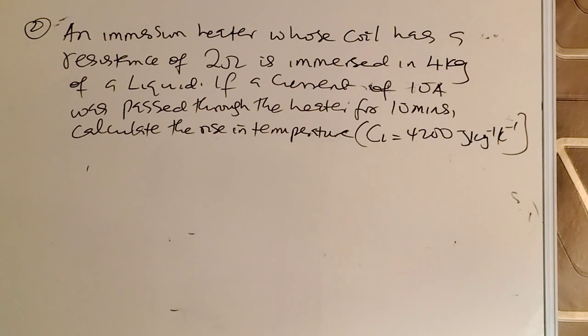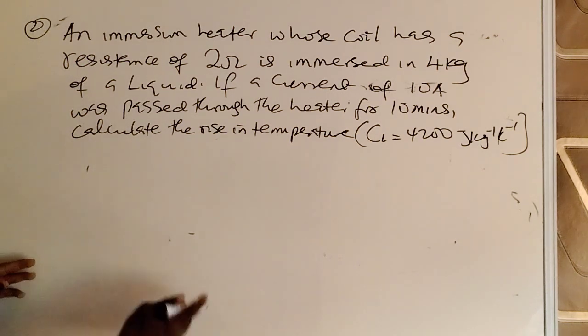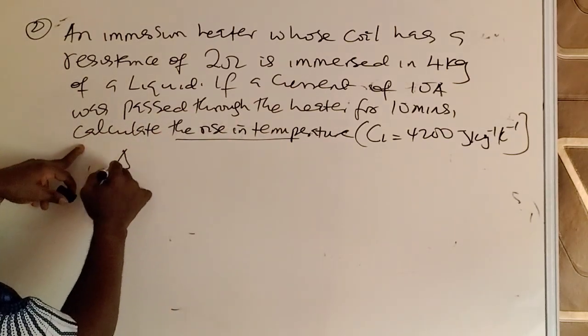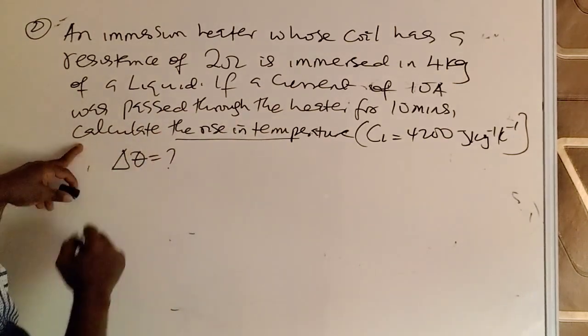The next question on the board says, an immersion heater whose coil has a resistance of 2 ohms is immersed in 4 kg of a liquid. If a current of 10 amperes was passed through the heater for 10 minutes, calculate the rise in temperature. So going to this problem now, what are we looking for? We're looking for the rise in temperature. Define it first: the change in temperature, delta theta.